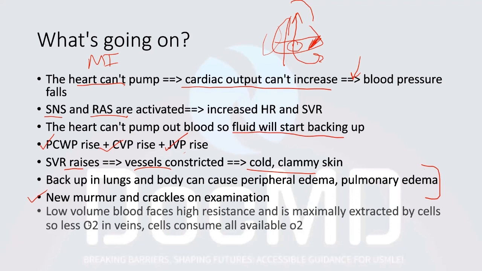Okay. And again, because you have low volume blood in the entire body and it's facing high resistance, it will be maximally extracted by cells. So there will be less oxygen in veins and the cells will consume all available oxygen. All right.